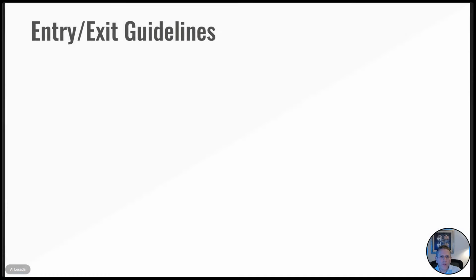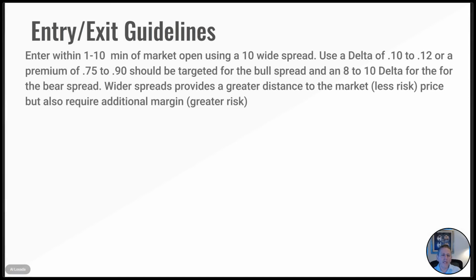Here are the entry-exit guidelines. When I put on a trade, I like to put it on between 1 and 10 minutes of the market opening. I use 10 wide trades because that's the sweet spot for me over time, and there's a lot of research that I've done on using that. I use a delta of 10 to 12 for the put spreads, and a delta of 8 to 10 for the call spreads.